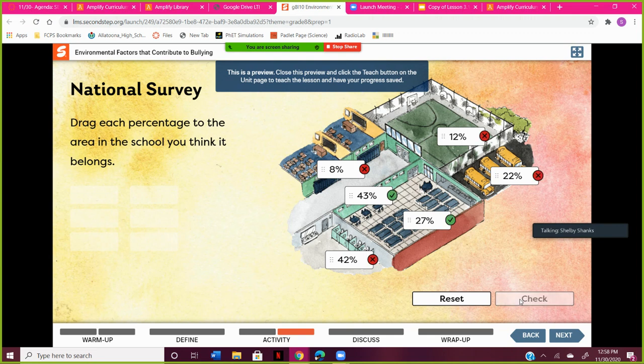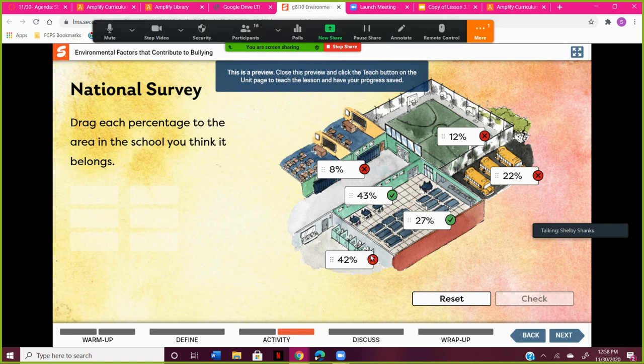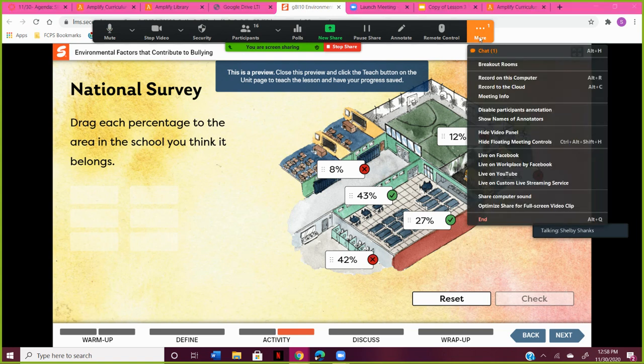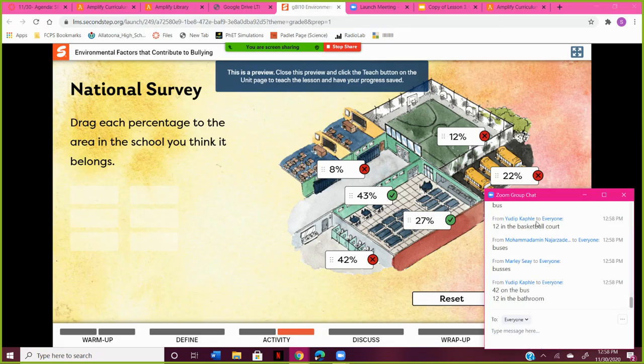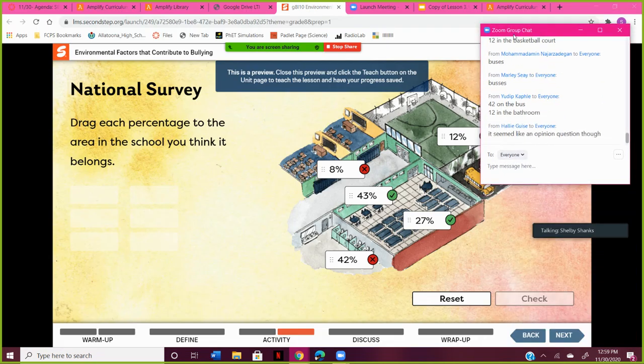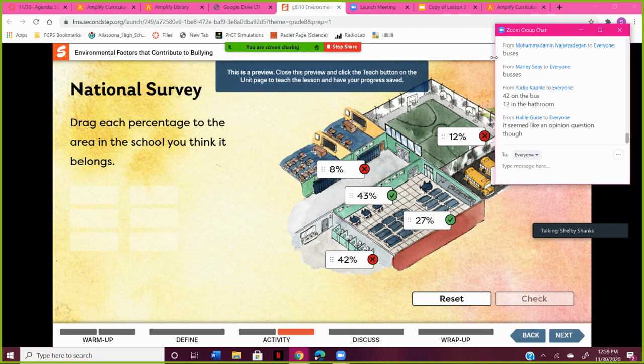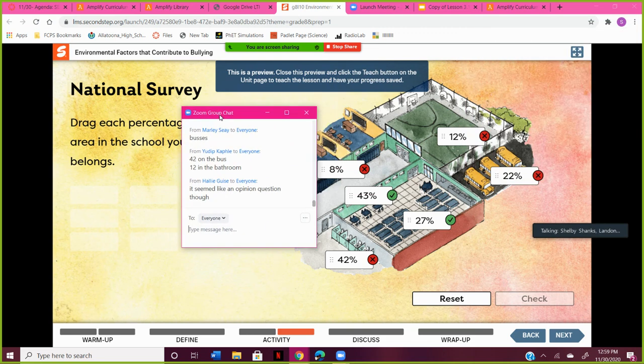Ooh, we only got 2 right. Okay, so we know that the bathroom's going to be lower, obviously. We didn't do so hot. All right, so you think 42 where the buses are? It is an opinion, but I kind of want to see what.